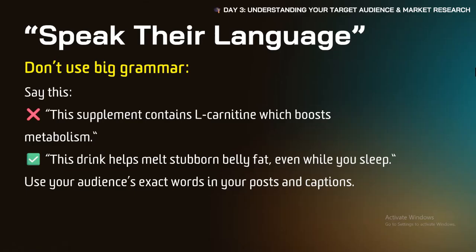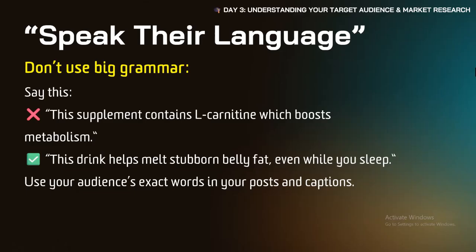You understand? And say this: this supplement contains XYZ, which boosts metabolism. And this drink helps melt stubborn belly fat. You know, there are two different things. In the first, you mention the product or the ingredient which boosts metabolism. People do not want to be listening to all of this about L-carnitine. Who does that help? You break it down to them: this supplement, this drink helps melt stubborn belly fat even while you sleep. Use your audience's exact words in your posts and captions.